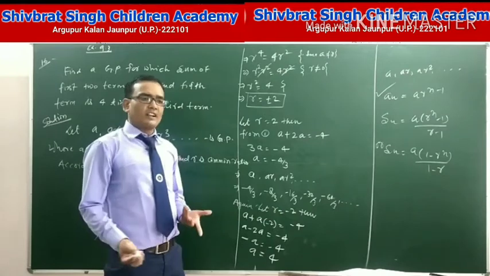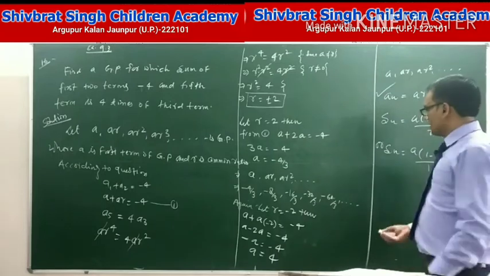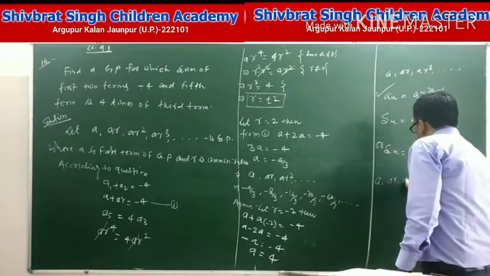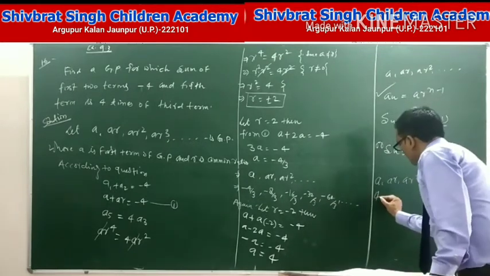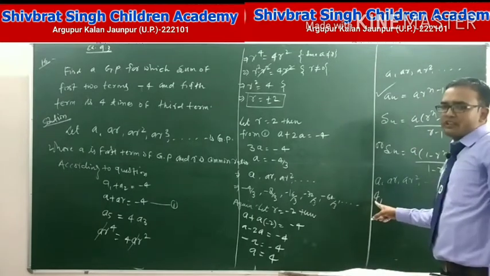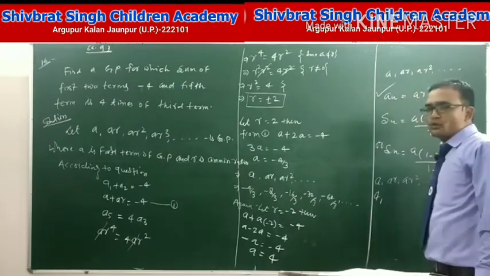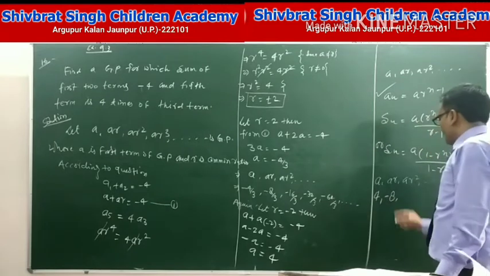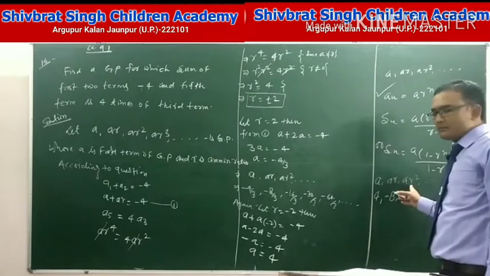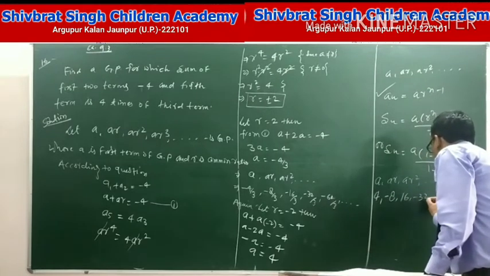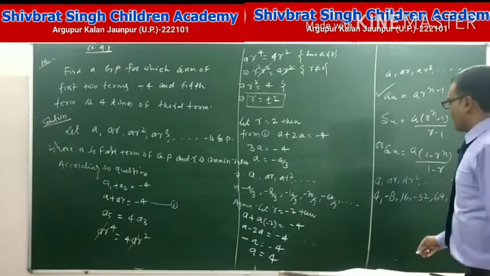Then we can easily find a, ar, ar square, that means our GP, and so on. Here the value of a equal to 4 and we multiply by r. From the first term we find the second term, with r equal to minus 2. So this gives minus 8, and again multiplying minus 8 by minus 2 we find the third term, that means 16, and so on: minus 32 and 64, and so on.